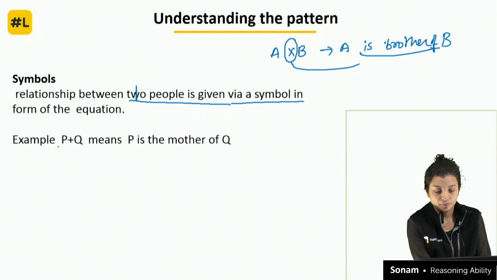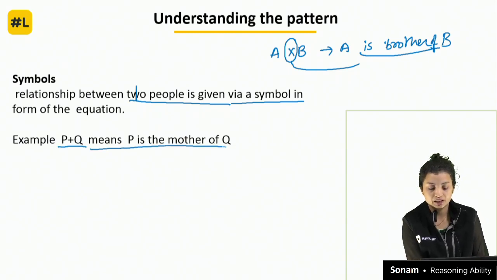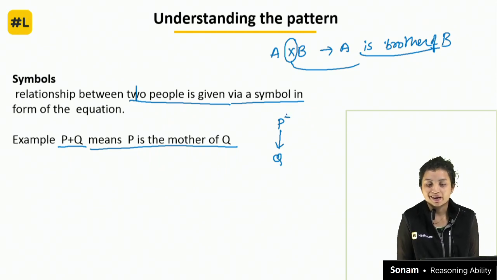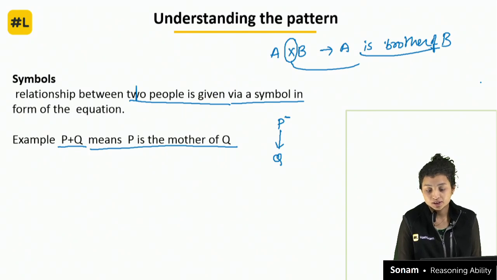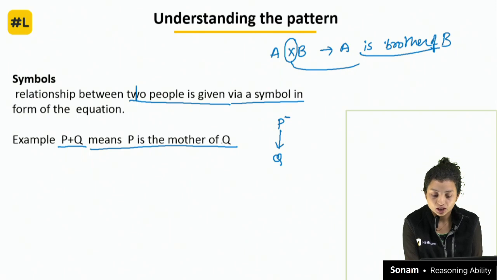If I say P plus Q means P is mother of Q, what will you understand from it? That P is mother of Q. I hope you understand why I have put a minus sign over it, because we represent female with a minus sign. One more thing, can you tell me what is the gender of Q here? No, we cannot tell the gender of Q because it is not written anywhere. P is mother of Q.